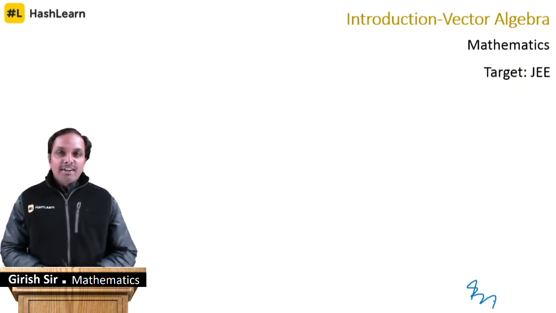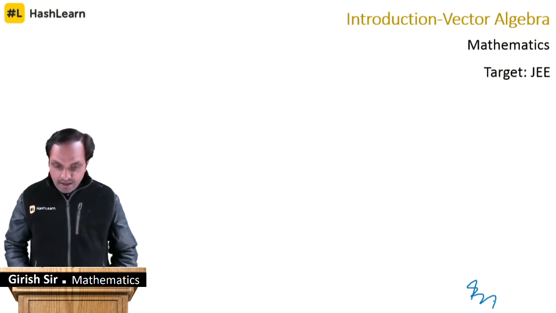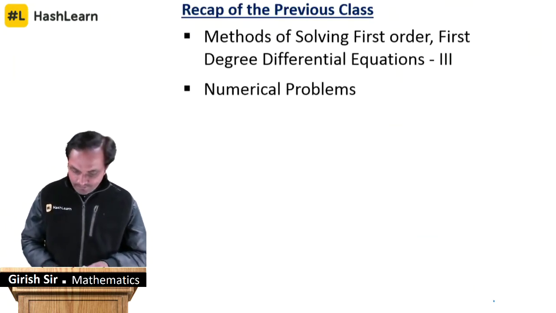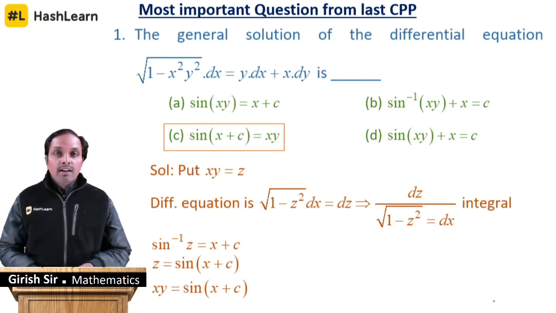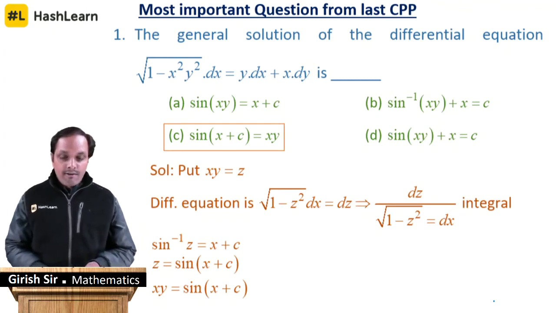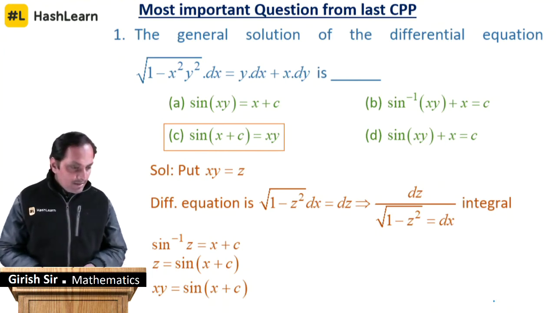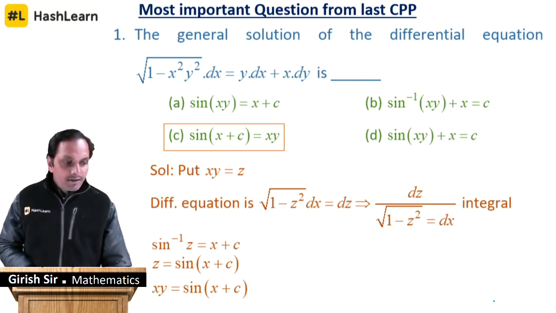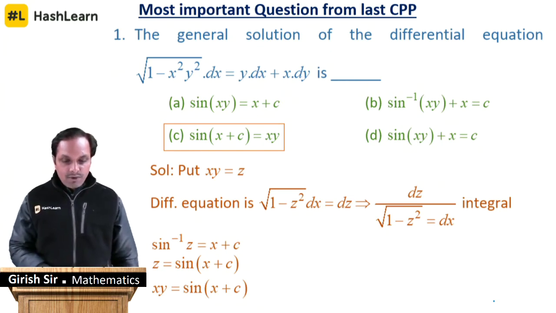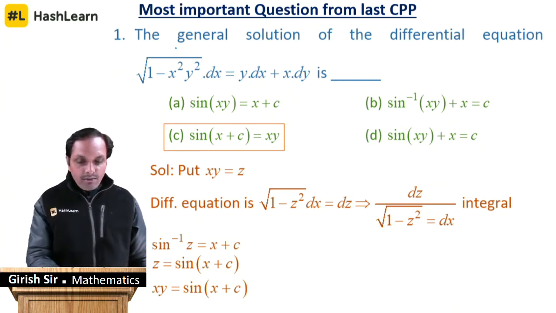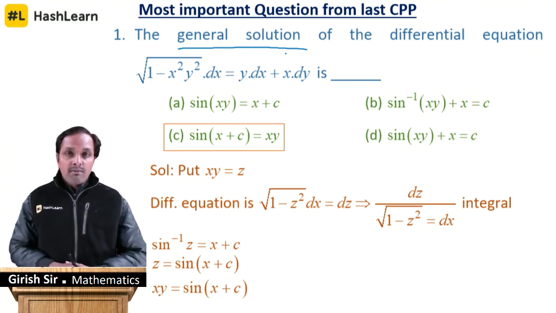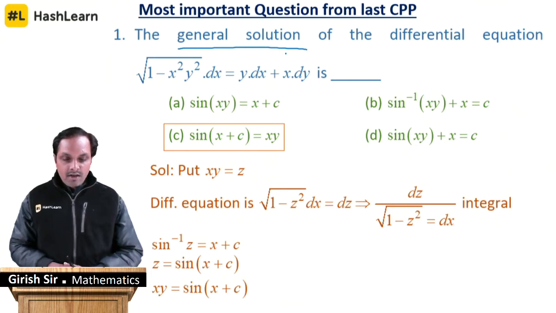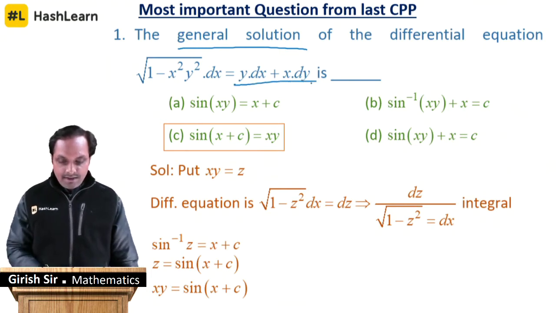In the last class, we did the concept of differential equations. Here is a recap. At the end of the class, you were given a class practice pack, where you have 10 questions from the concept which has been taught on the day. So here is one important problem from that, where you need to find the general solution for the differential equation given by root of 1 minus x square y square into (y dx + x dy) as it is here.